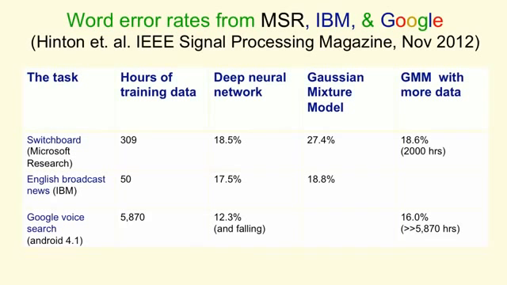IBM, which has the best system for one of the standard speech recognition tasks for large vocabulary speech recognition, showed that even its very highly tuned system that was getting 18.8% can be beaten by one of these deep neural networks. And Google fairly recently trained a deep neural network on a large amount of speech, 5,800 hours. That was still much less than they'd trained their Gaussian mixture model on. But even with much less data, it did a lot better than the technology they had before. It reduced the error rate from 16% to 12.3%, and the error rate is still falling. And in the latest Android, if you do voice search, it's using one of these deep neural networks to do very good speech recognition.